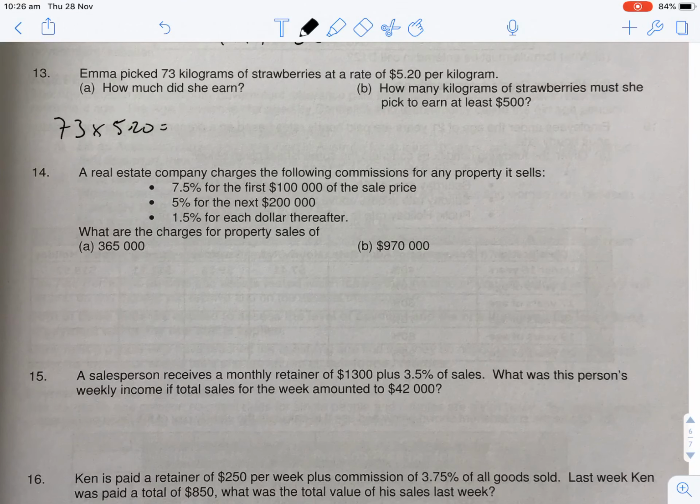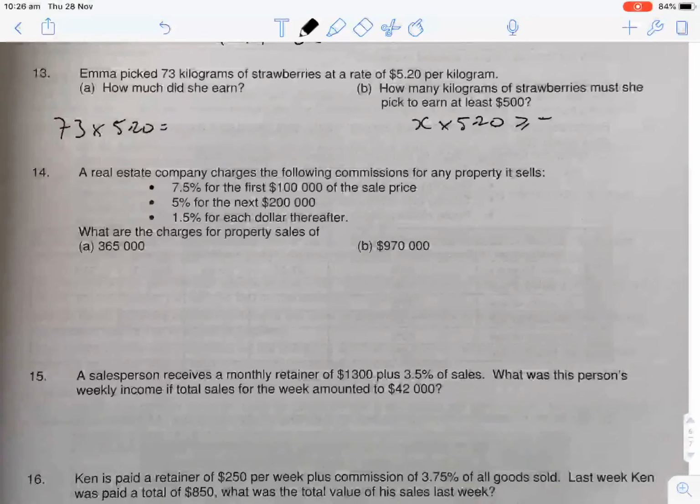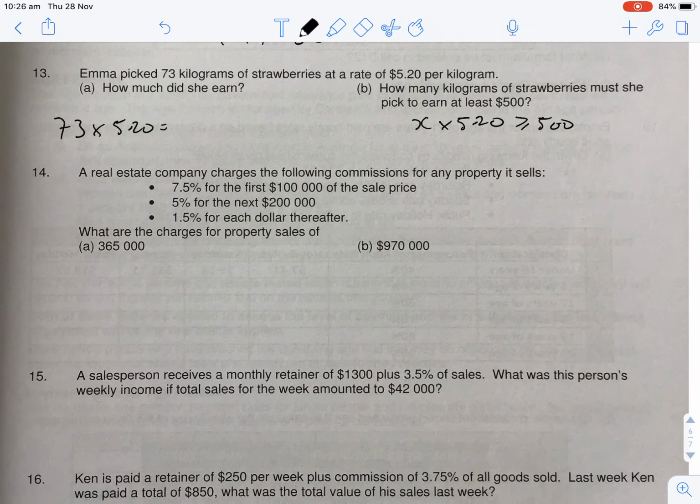Part B was a little bit harder. In this case, they've asked you how much would you need to pick to earn $500. So again, we're just going to do the algebra. We don't know how much, so X, whatever she picks, would be times by $5.20, and in this case we want it to be at least 500. So we want the answer to this to be greater than or equal to 500. Okay. And you could just use an equal sign if you don't really like the other signs. It's okay, it'll get you there, but you're going to need to remember to round at the end.